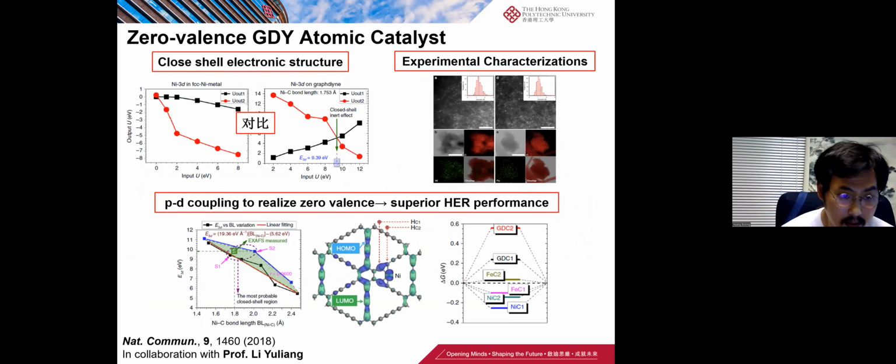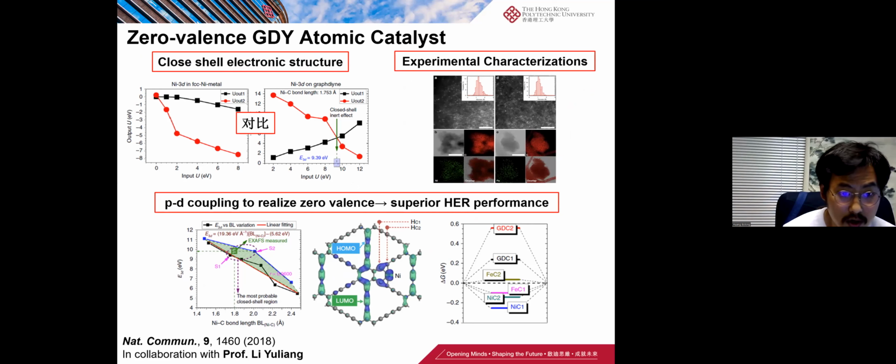single-atom catalyst systems. To verify our theoretical exploration, we have further collaborated with experimental groups from Professor Li Yuliang's group. For example, we have successfully realized zero-valence nickel and iron SAC on the GDY support. And this GDY SAC also shows superior performance and stability for the hydrogen evolution reaction.